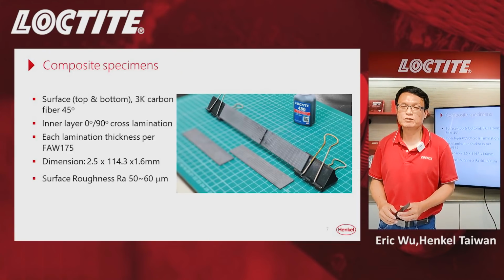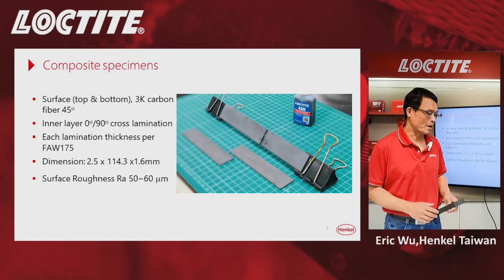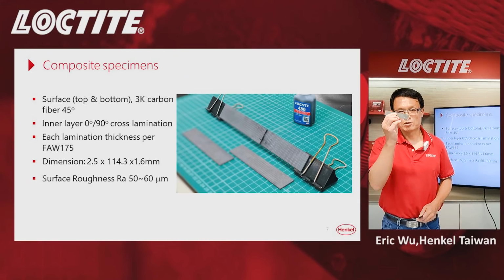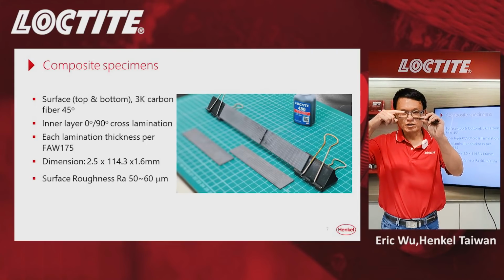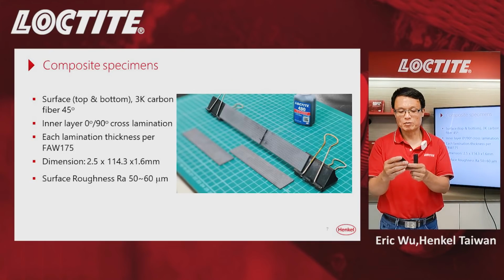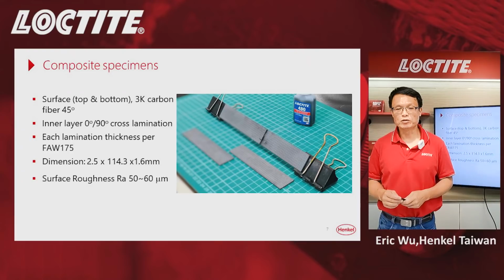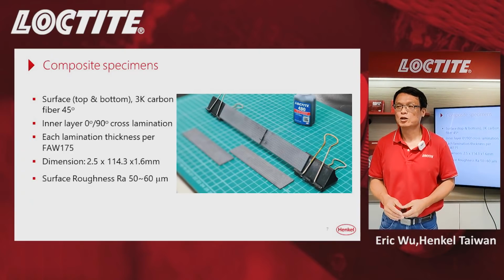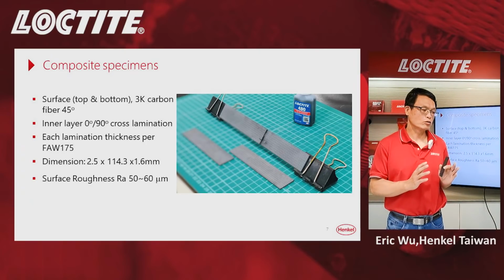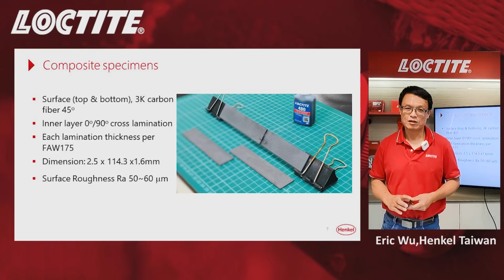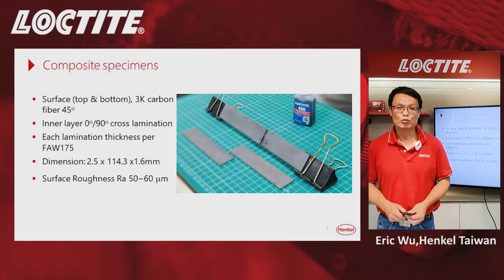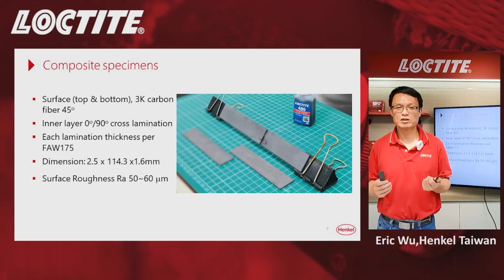And the dimension of the specimen is shown on the slide. As you can see, it is about 25 millimeter times 114 millimeter length. So this is the specimen. And on the top and the bottom, we have a 45-degree lamination of the surface of the composite material. Before we do the bonding, we have a slight sandblasting to reach a surface roughness of 50 to 60 micrometer. These are all in line with the industrial practice. So how do our customers and industry prepare the composite material? We just follow the practice to make this specimen.